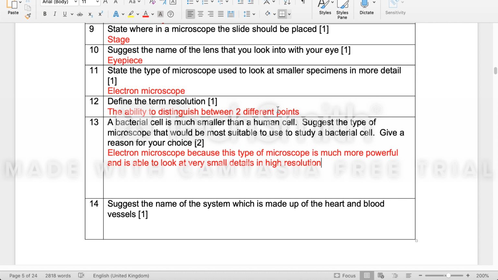All right, and then the last one, suggest the name of system which is made up of heart and blood vessels, okay? So key words here is the name of system, right? So whenever you're looking at a question, make sure that you always think about what the question is asking you, because too many times I've had students come and write answers, right? They look at heart and blood vessels and they think, oh, heart, okay? But they're not actually answering the question, okay? So the name of the system is your circulatory system, okay? So just please be careful.